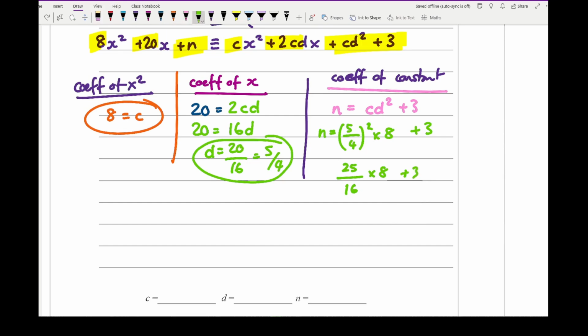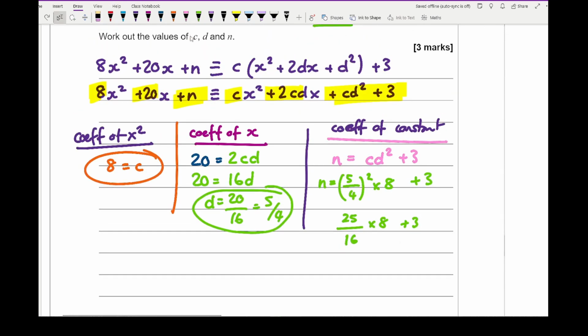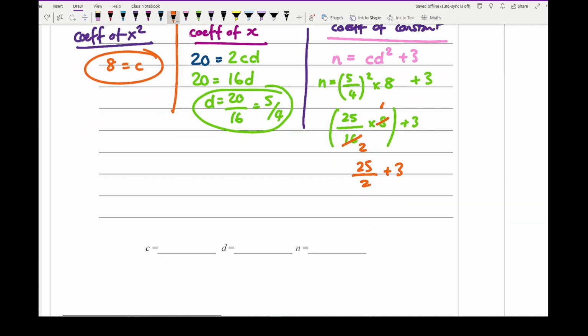Plus 3. And then from this, what I then want to do is just neaten this up. So you can either do 8 times 25, which is 200 over 16, or you can cancel this down to 1, and that becomes a 2, in which then we end up with 25 over 2 plus 3. 25 over 2 is 12.5 plus 3, which equals 15.5, and that is all equal to n.